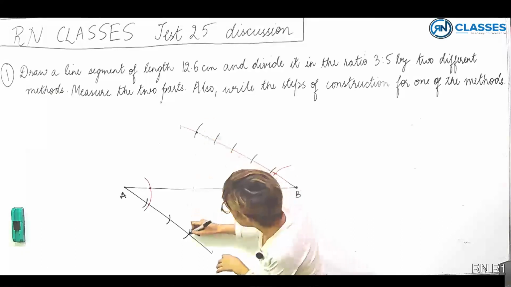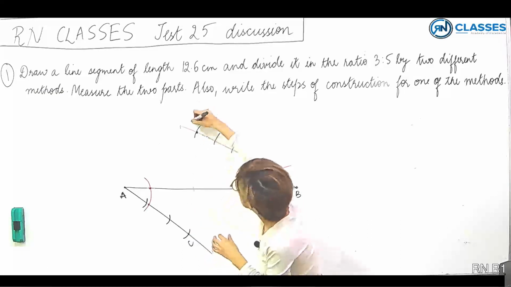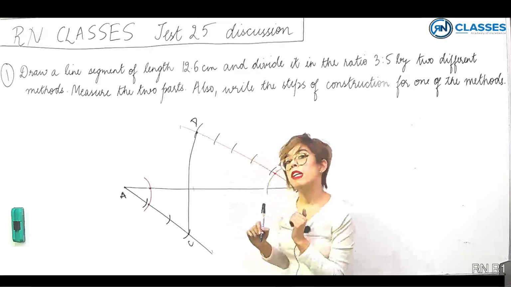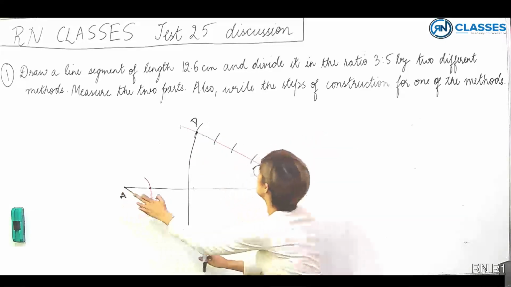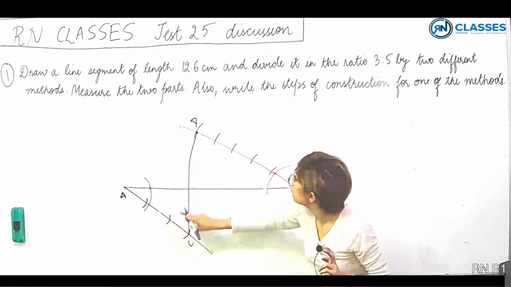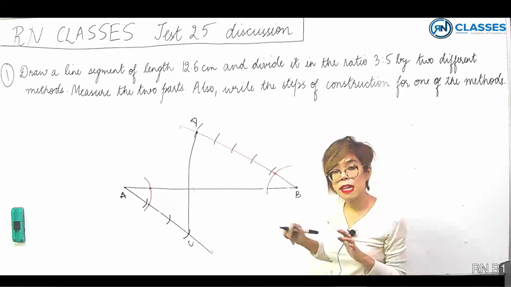And I'll call this C and I'll call this D. Now I'll join C and D. Why did I do that? Because this by this is 3:5. I made sure of that. 3 parts, 5 parts.